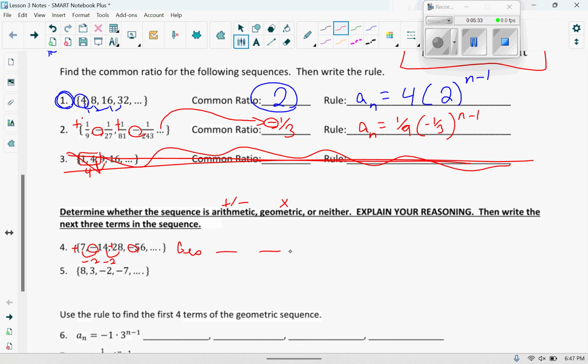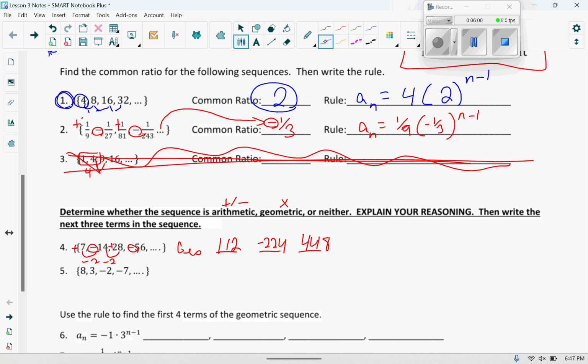Yeah, that works. So what I'm going to do on my calculator is -56 times -2. And notice I get positive 112. Then I'm going to multiply that times -2, and I get -224. And I'm going to multiply that times -2, and I get positive 448. So those are my next 3 terms in the sequence.